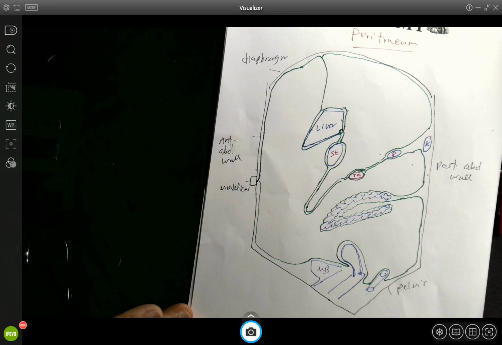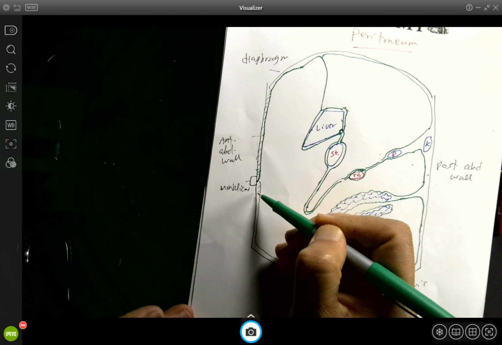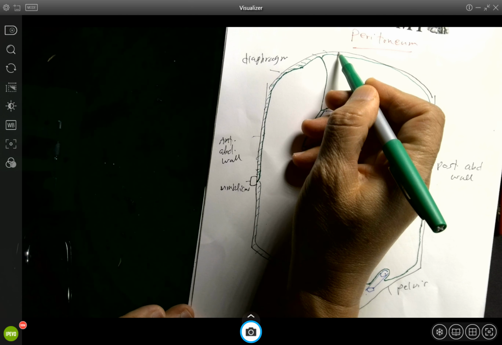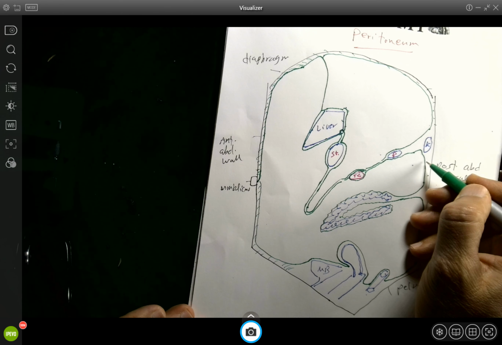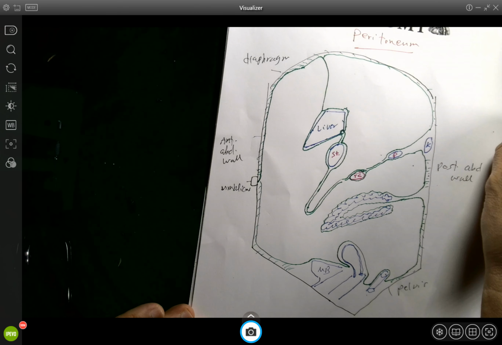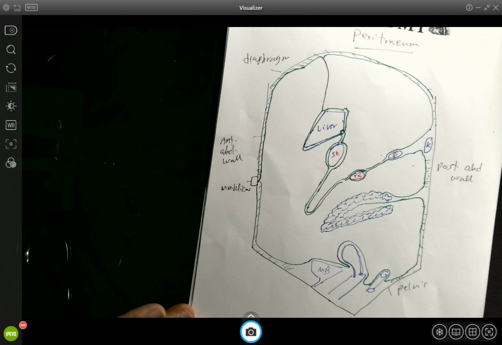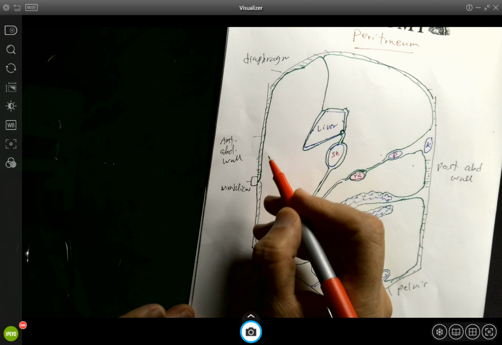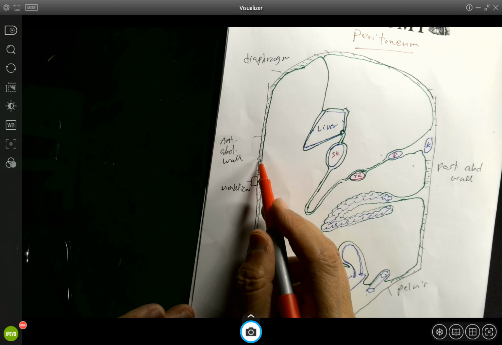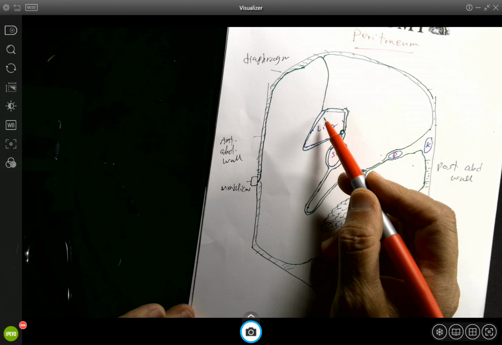This part is called parietal, as long as it is connected to the body wall, diaphragm, anterior wall. However, this one, which is related to the organs, we call visceral. The parietal receives nerve and blood supply similar to the body wall, like intercostal and lumbar arteries, intercostal nerves, lumbar nerves, etc. However, the visceral part of the peritoneum receives the same nerve and blood supply as the organs.